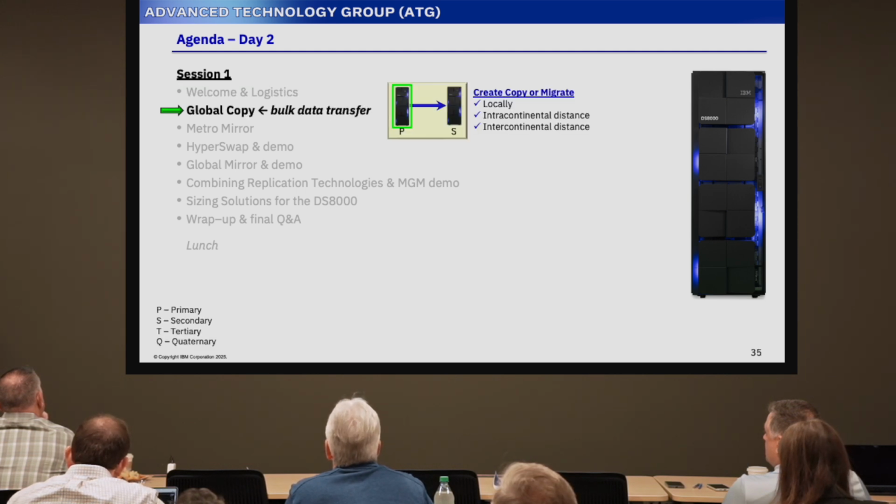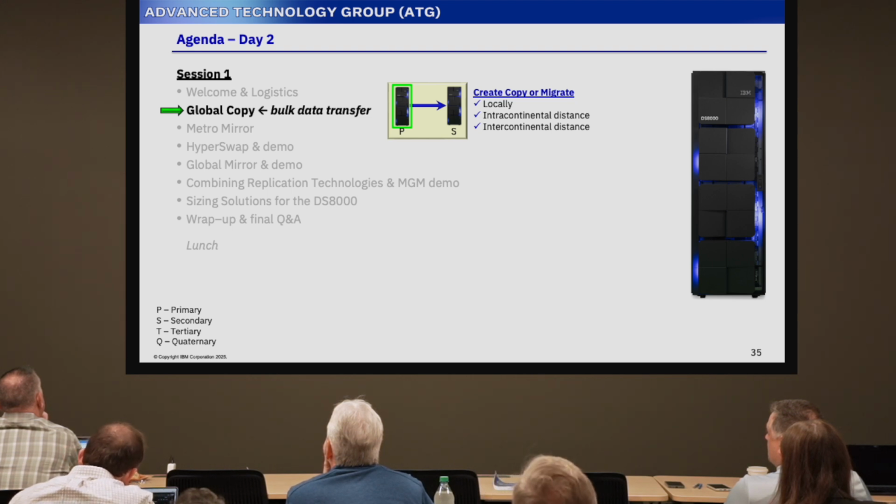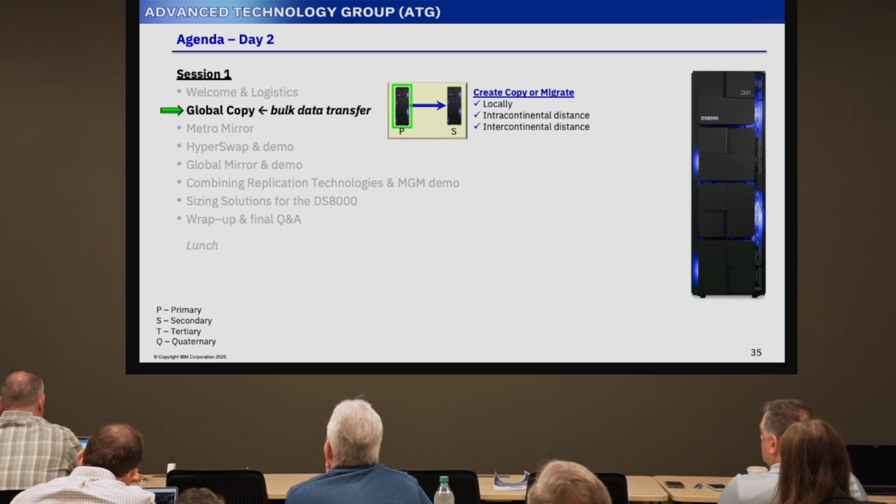So we're going to start talking about the advanced functions that move data between machines. Global Copy is a bulk data transfer utility. It also underpins both Metro Mirror and Global Mirror, but it's used to create a copy or migrate from one DS8000 generation to another, or from the same generation to another, or to set up a new environment. We'll talk more about that later. Locally, at either intra or intercontinental distance, it's a non-synchronous form of replication.